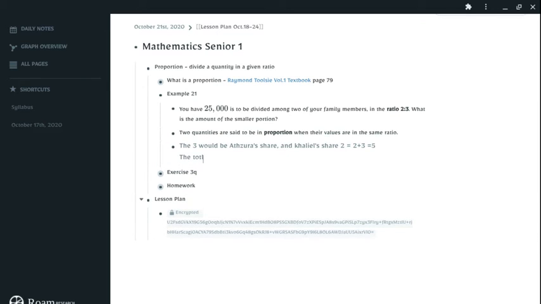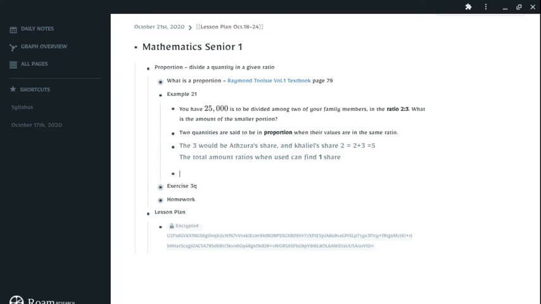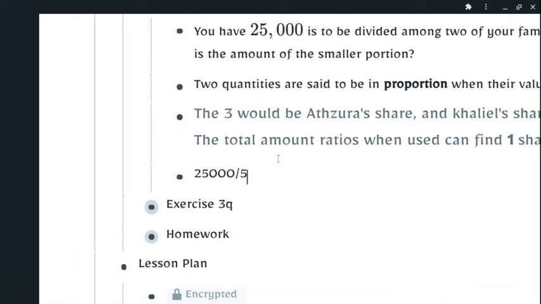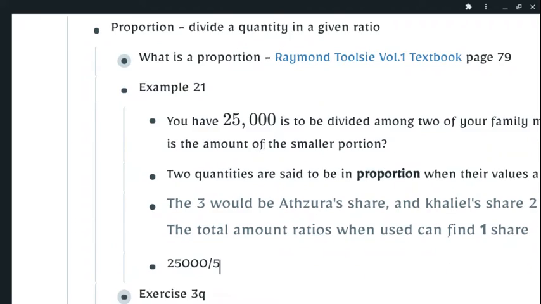So now we're gonna say the total amount of ratios, when used, can find one share. Understand? So when you divide 25,000 divided by what? 5, you said? Correct? Yes, sir. That would be how much share? 5,000. No, I'm saying like the total amount of shares divided by the value you got would give you how much shares?